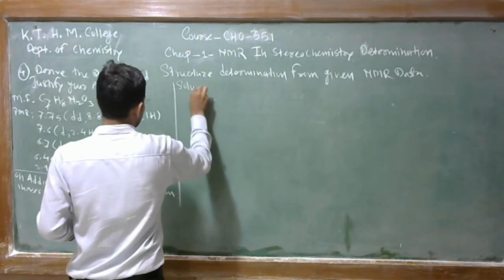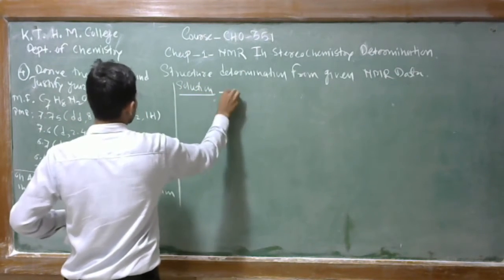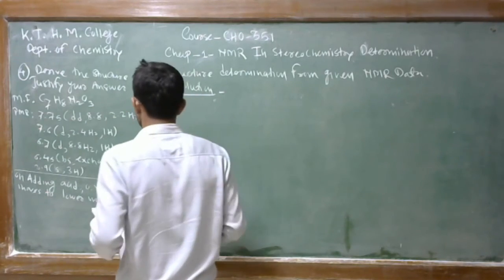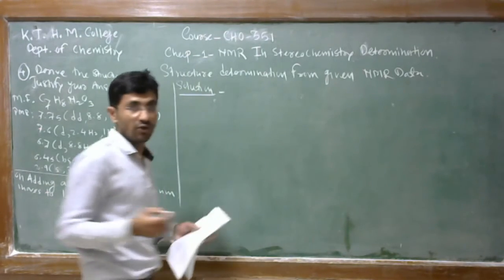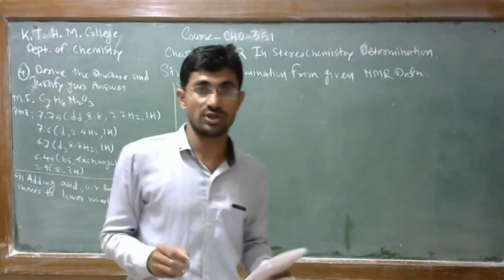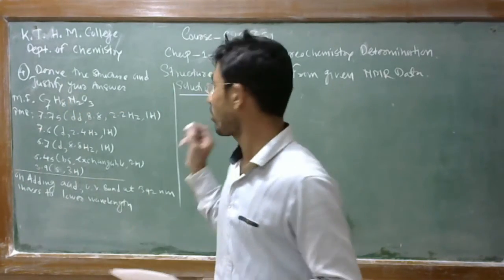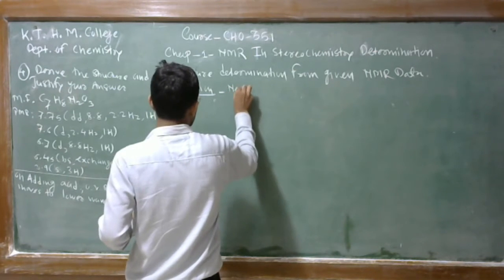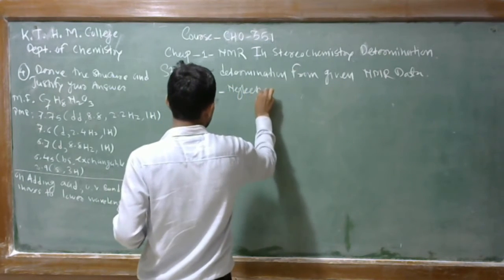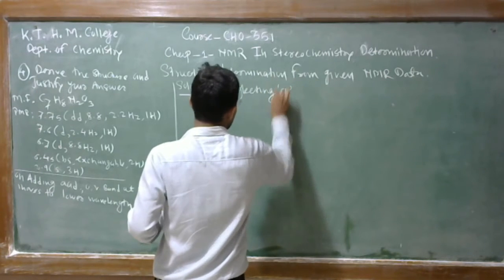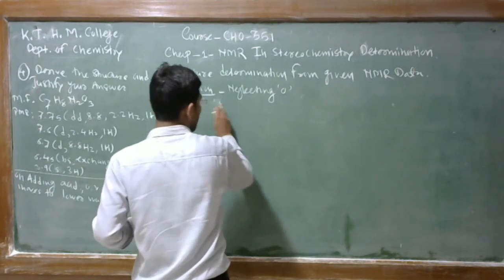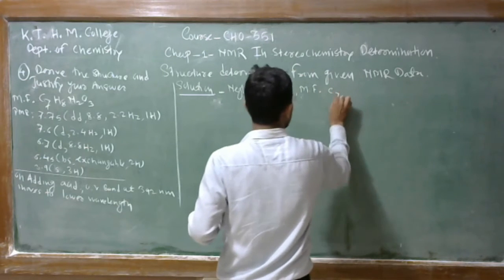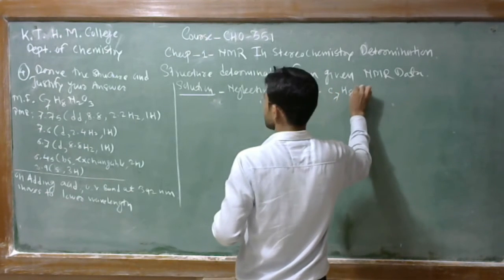So solution, in molecular formula, firstly we have to calculate the site of unsaturation. So in our molecular formula, oxygen is given, so we are neglecting the oxygen. So molecular formula becomes C7H8N2.